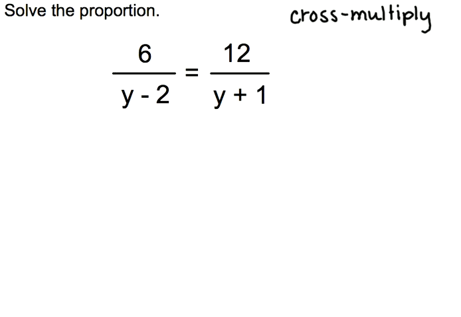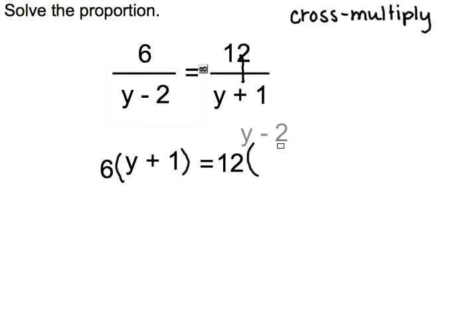And so I'm going to take a 6 and I'm going to multiply it by y plus 1, excuse me. And that's going to equal my other cross product of 12 times the quantity y minus 2.